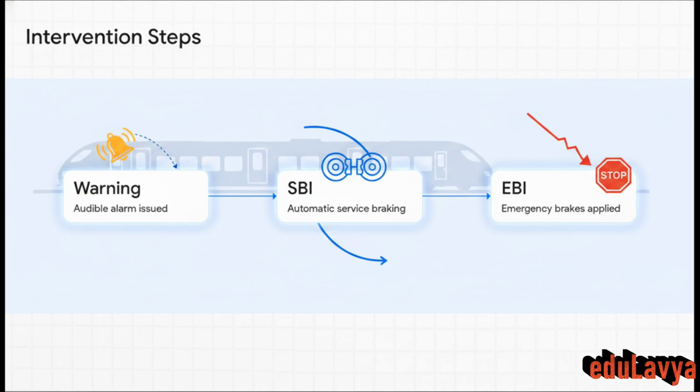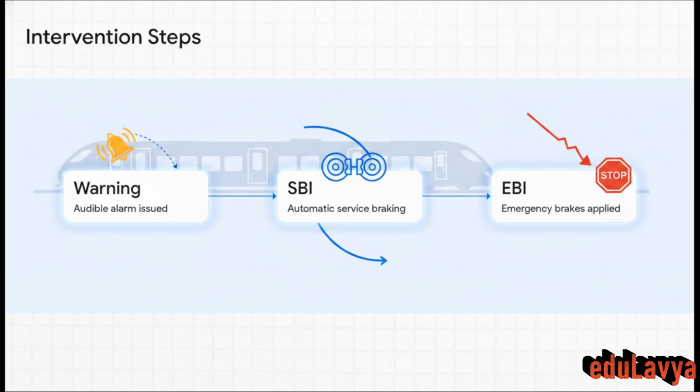Step 1 is the warning. Cross the warning curve and a loud audible alarm sounds. The driver must start braking right now. Step 2 is service brake intervention, or SBI. If the driver ignores that alarm, the system basically assumes incapacitation or a major error, and it automatically applies the service brakes until a safe speed is reached.